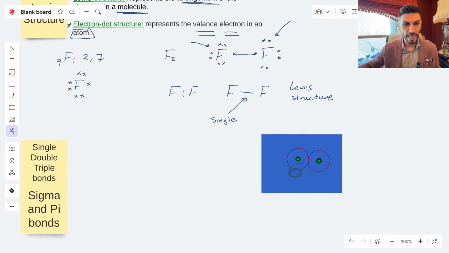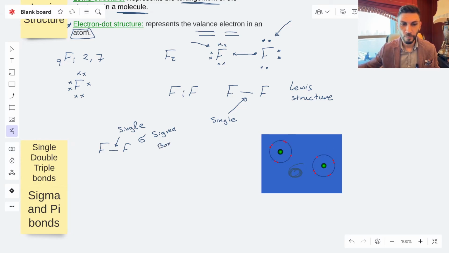So here I have this example, F and F. This is a single bond, and always the single bond, we give it the letter sigma, and we call it a sigma bond. So the sigma bond is the first bond between the 2 atoms, and it's a single bond between the 2 atoms, as you can see. Later on, we will discuss more about the sigma and the pi bonds.